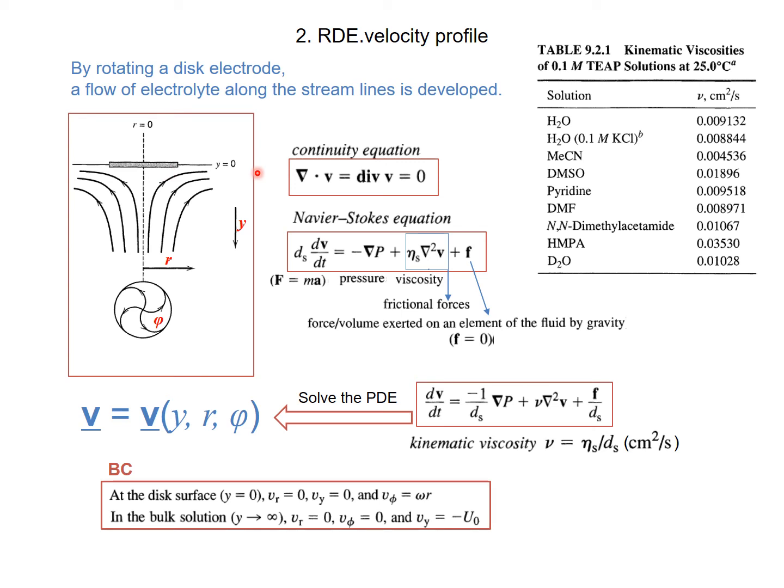So for providing new molecules to the surface, the flow is developed from the location far from the surface to the location on the surface. So the flow is going from here to the surface and then going away from the center to the outside of the disc electrode.